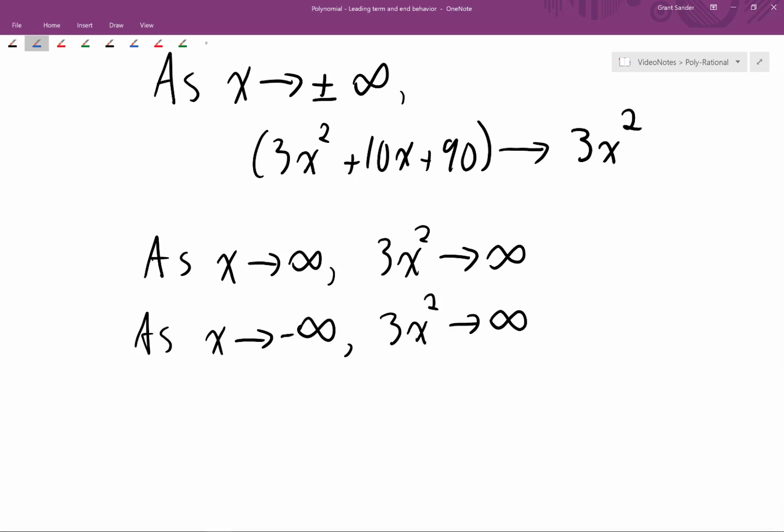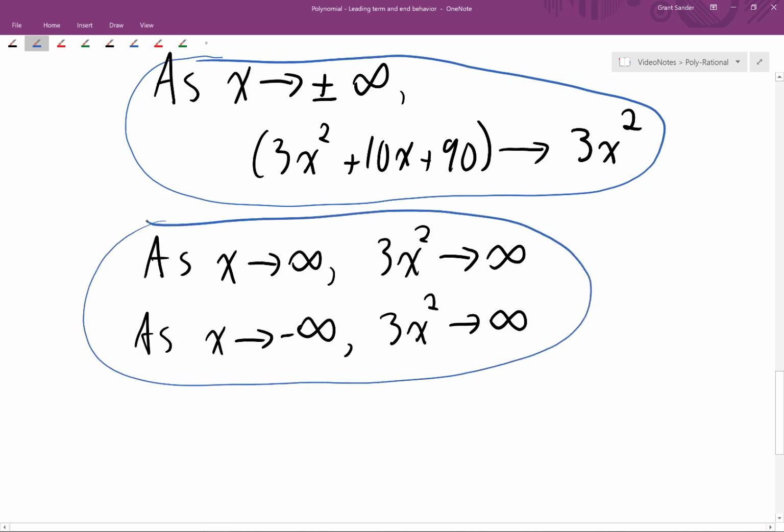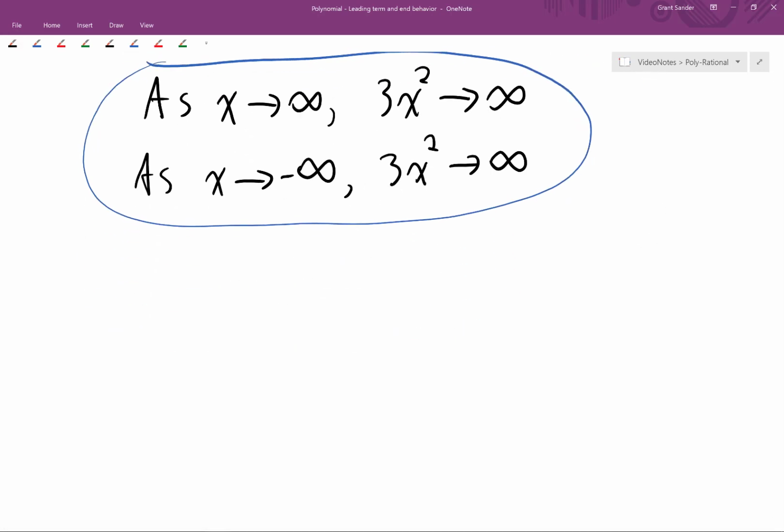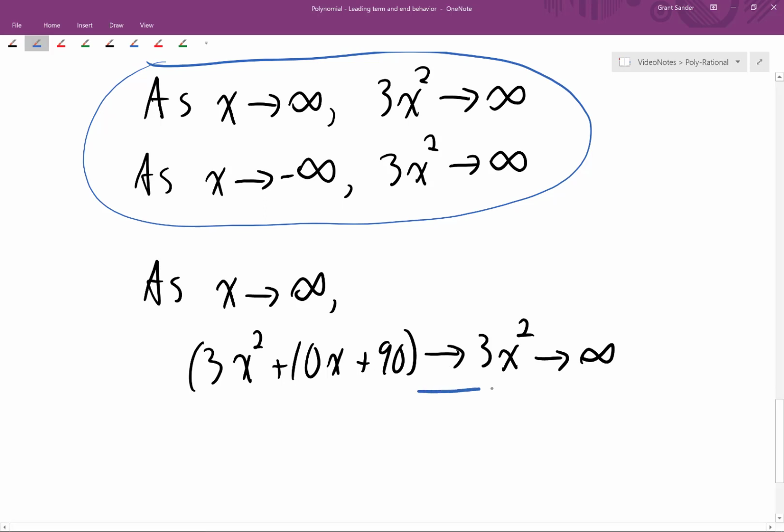So we can put these two things together. We decided that as x increases or decreases without bound, 3x squared plus 10x plus 90 behaves like 3x squared. And then we also decided how 3x squared behaves as x increases or decreases without bound. So we can say that as x increases without bound, the value of 3x squared plus 10x plus 90 approaches the value of 3x squared, and 3x squared increases without bound. And therefore, 3x squared plus 10x plus 90 increases without bound. We can eliminate that middle step and just draw an arrow past that.